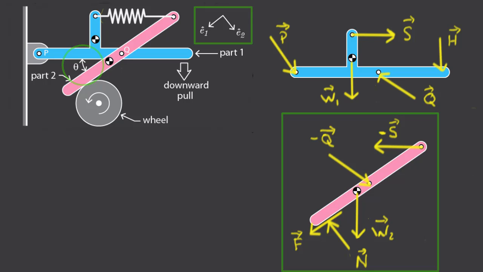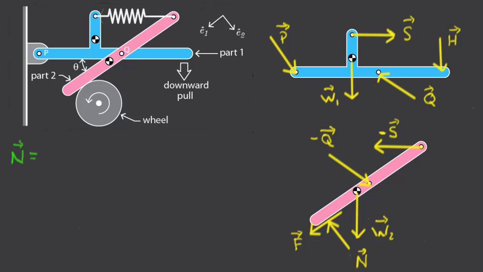So let's just dive in. I'll start with the easy ones. Let's start with the normal force. Now again, by definition, the normal force is perpendicular to part 2, so the normal force must be in the e hat 2 direction. Actually, as I've drawn it, it has to be in the minus e hat 2 direction. So I'm going to say this is scalar n times minus e hat 2.